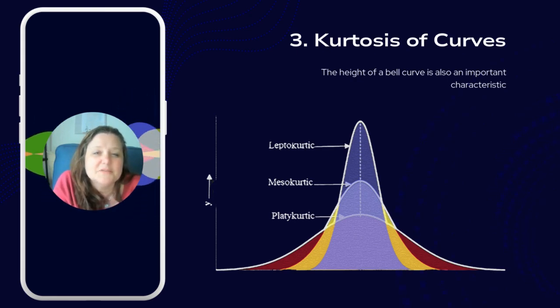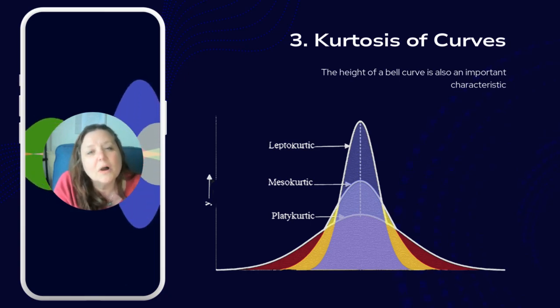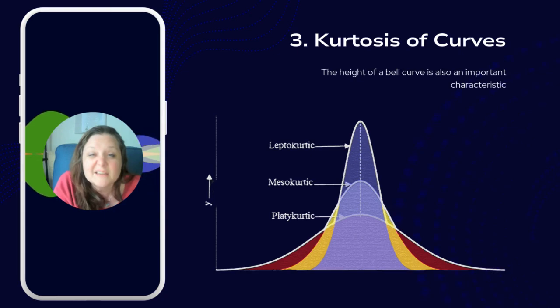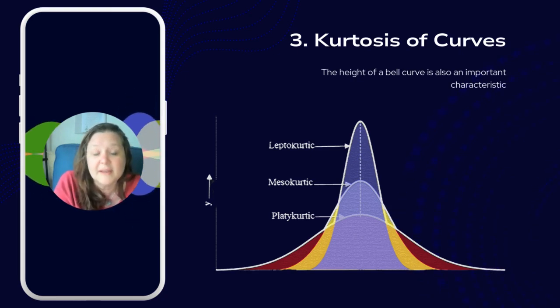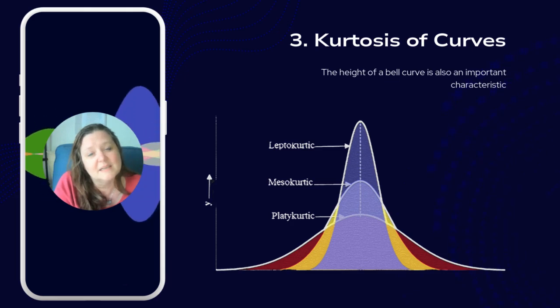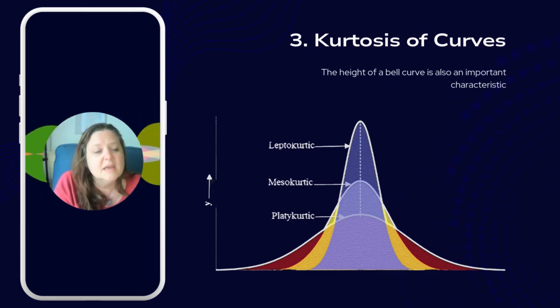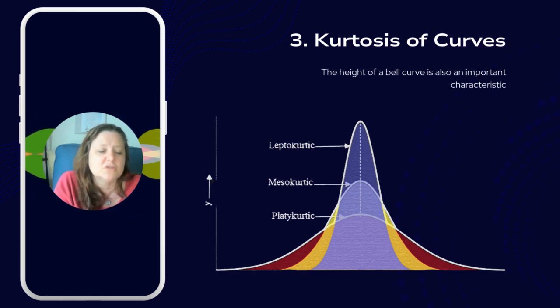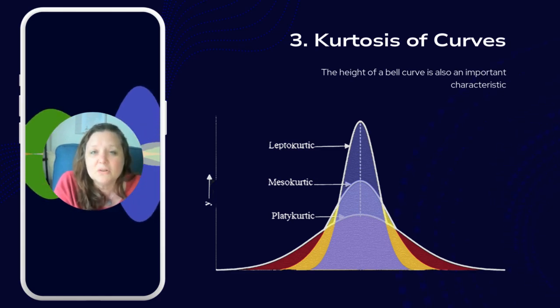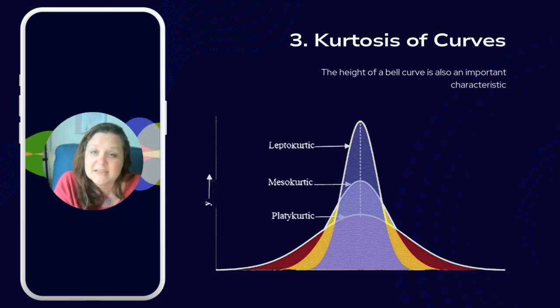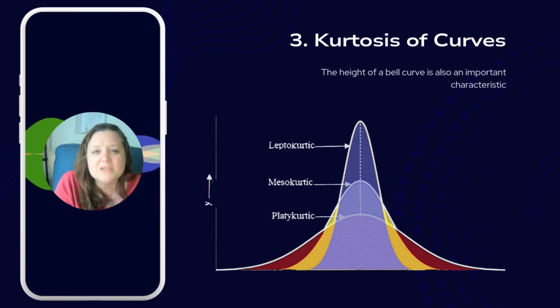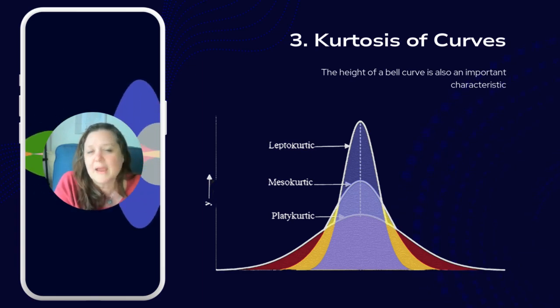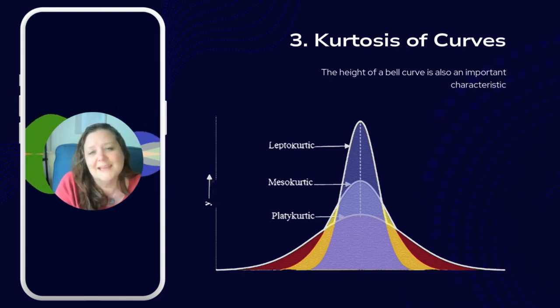Finally, it's important to understand the kurtosis of a bell curve. So all bell curves also have a certain height to them, right? Are they tall, like a tall mountain, or are they flat, like just a small hill? And statisticians have given these names that you'll want to learn. So a nice middle curve is called mesokurtic, right? Meso means middle. And so a mesokurtic curve is great. That's kind of what you're looking for in statistics.